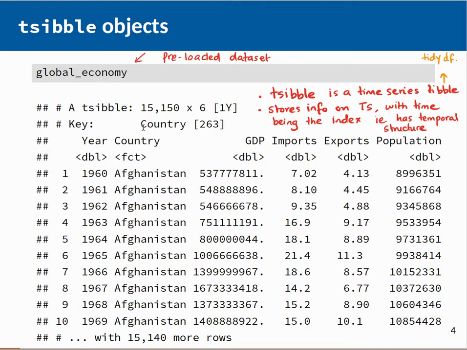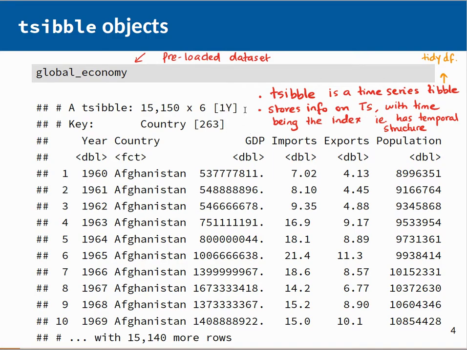And we are given that there are 263 unique time series in this data set. Okay, so remember that in a tibble, which is the data frame you're familiar with, it stores information. But the TS symbol, which is storing information on a time series, is going to have one additional component, which is going to be the index. The index is going to be the time structure of the data.